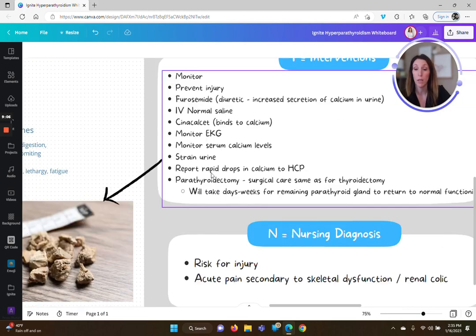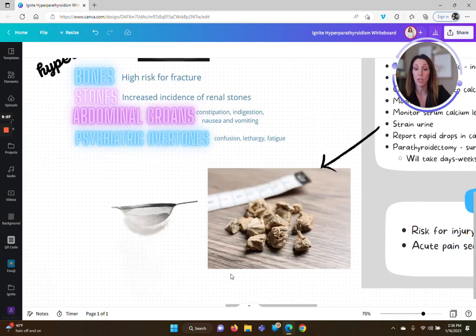And then we're going to strain the urine. There's a little white strainer that you can give your patient, and the patient would actually pee in a hat, and then they can dump the urine from the hat into the little strainer they get, and this would catch any renal stones that they would pass.